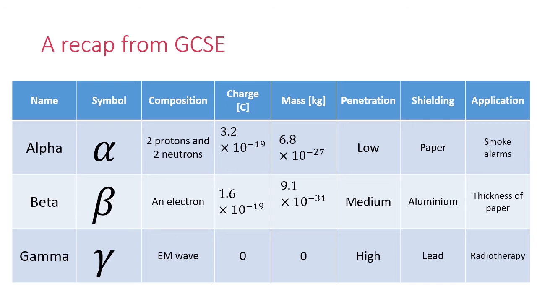You might have also been shown some applications. So the most common ones that teachers tend to talk about with alpha is smoke alarms. When the smoke gets between the alpha source and a detector, this will be registered and the smoke alarm will go off. With beta, we often talk about using it to measure the thickness of different things, for example in a paper mill. Whereas gamma is often talked about in terms of killing cancerous cells during radiotherapy.